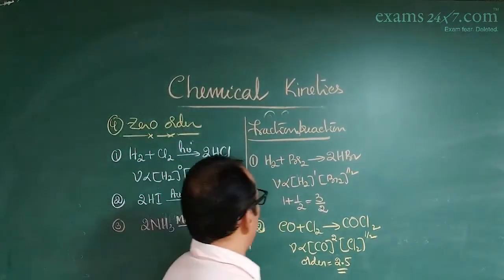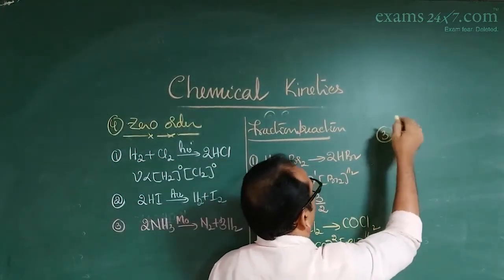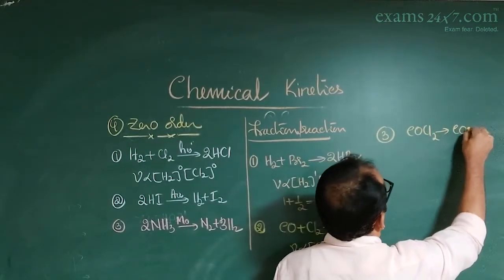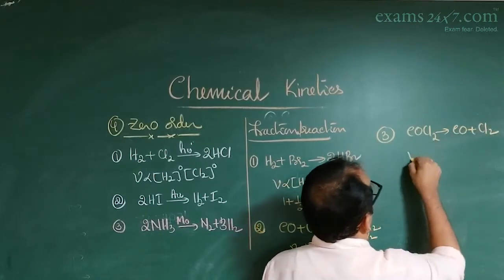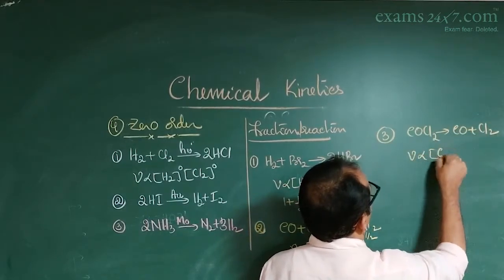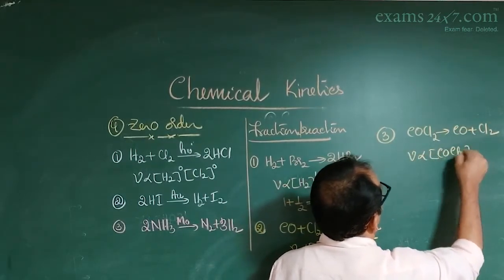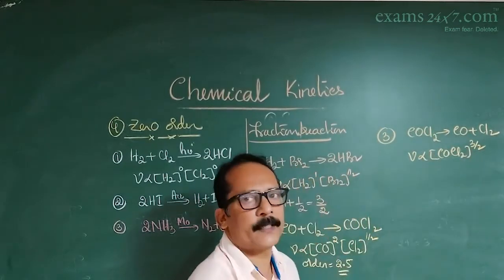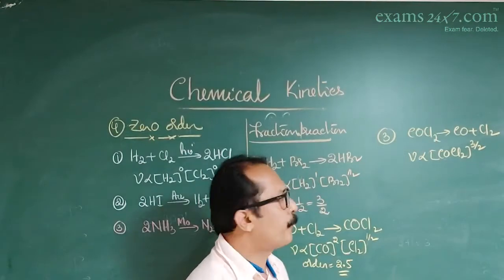Or we can go for decomposition of carbonyl chloride. Rate is proportional to the concentration raised to the power 3 by 2. Therefore, here the order of reaction is 3 by 2, that is 1.5.